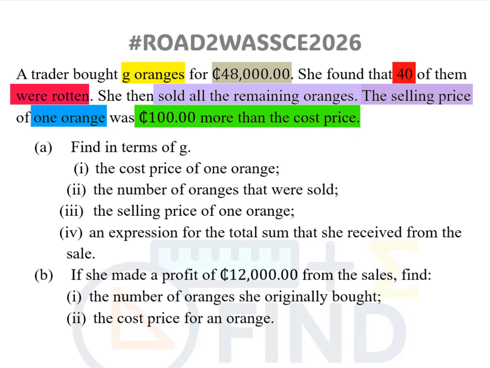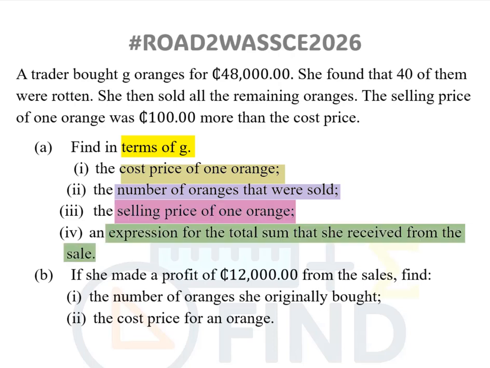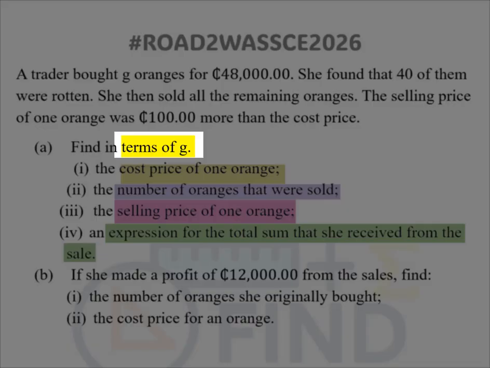We have been tasked to do several things. The first part is we are going to find, in terms of G: I, the cost price of one orange; II, the number of oranges that were sold; III, the selling price of one orange; and IV, an expression for the total sum that she received from the sale. This should be in terms of G.